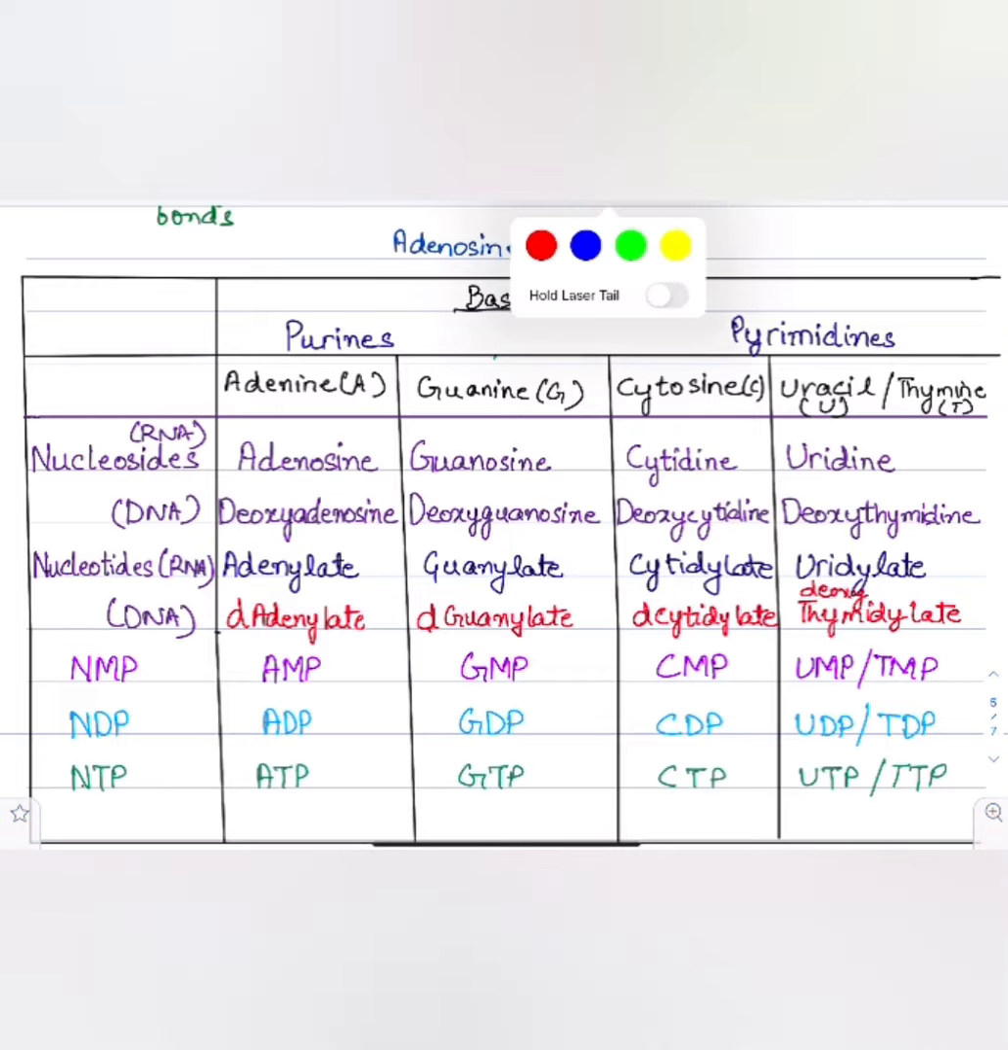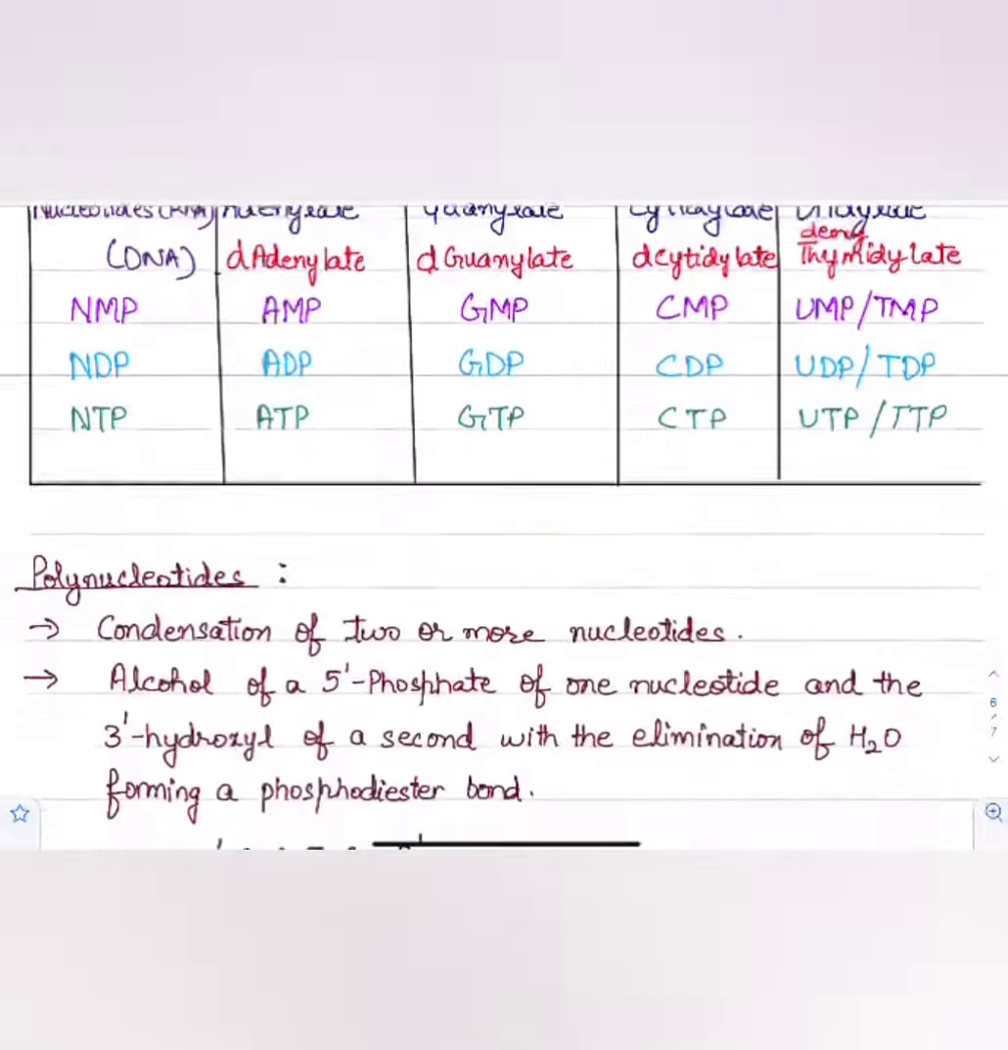Similarly, for NMP, that is nucleoside monophosphate: AMP, GMP, CMP, UMP or TMP. For NDPs, nucleoside diphosphates: ADP, GDP, CDP, UDP and TDP. For NTPs, we have ATP, GTP, CTP, UTP and TTP. So ATP will be adenosine triphosphate, guanosine triphosphate and so on. So these are the nucleotides and nucleosides of different purines and pyrimidines.